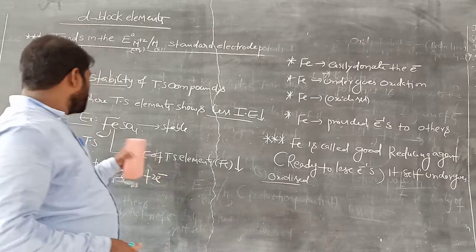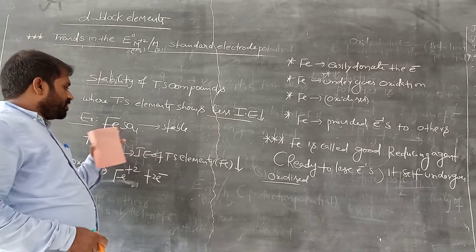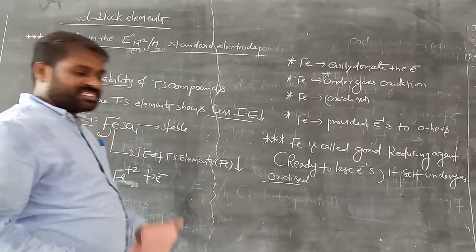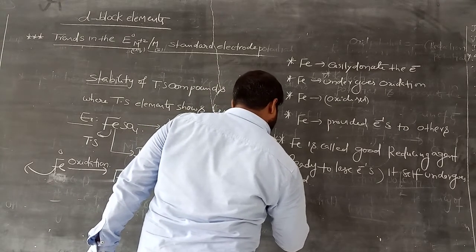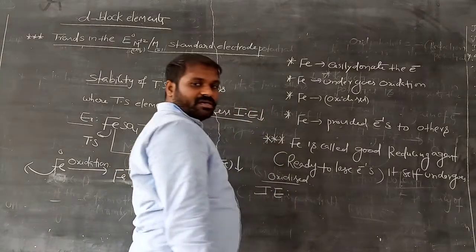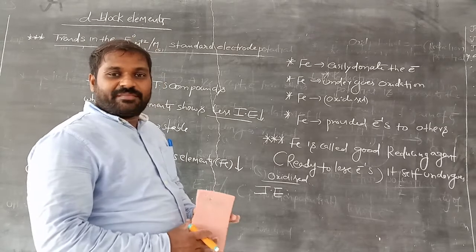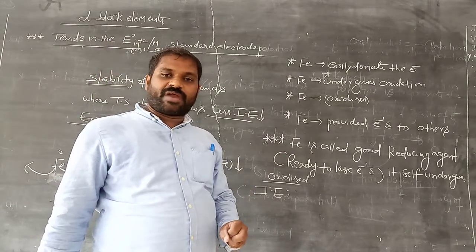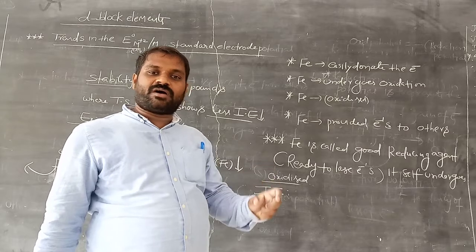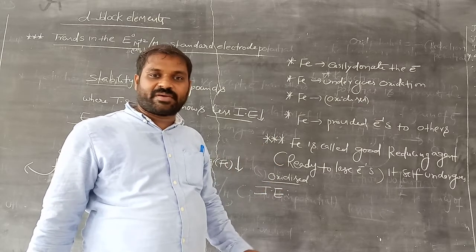Now come to why iron has less ionization energy. What is meant by ionization energy or ionization potential? The minimum amount of energy required to remove the electron from the valence shell of an isolated neutral gaseous atom. Am I right?